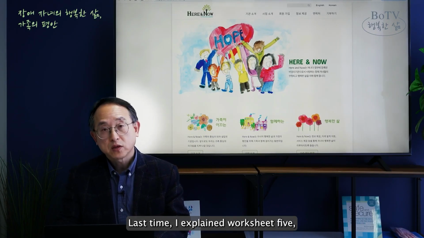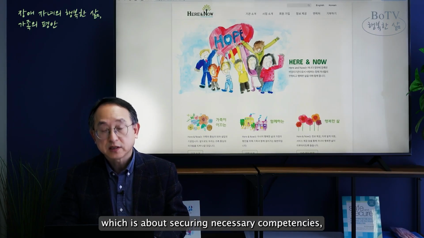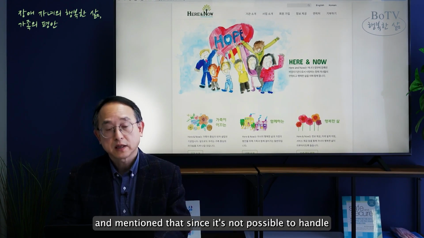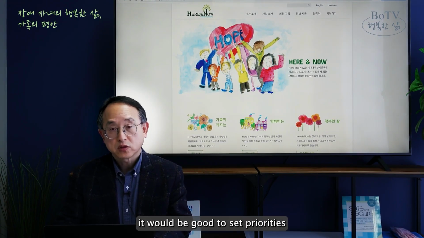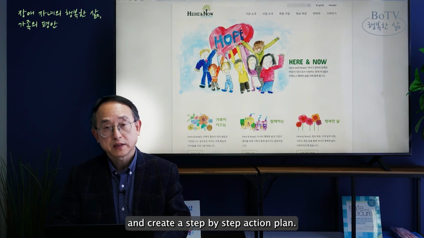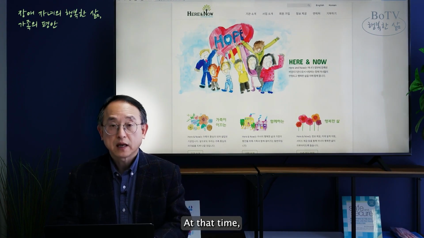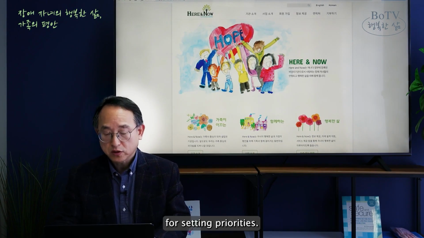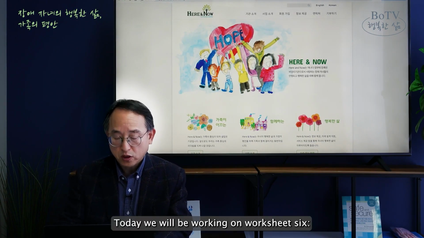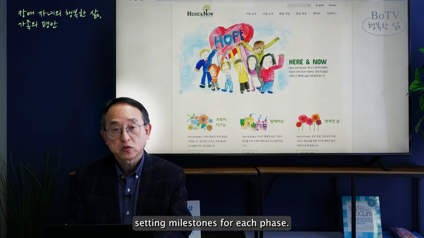Last time I explained worksheet 5, which is about securing necessary competencies, and mentioned that since it's not possible to handle all the different areas at once, it would be good to set priorities and create a step-by-step action plan. At that time, I introduced the priority matrix and boundary circle as tools for setting priorities. Today we will be working on worksheet 6, setting milestones for each phase.